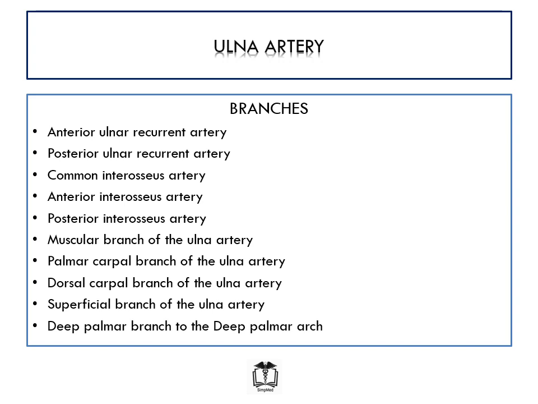We have the muscular branches of the ulnar artery that will supply a lot of muscles within the forearm. We have the palmar carpal branch of the ulnar artery within the hand, the dorsal carpal branch of the ulnar artery also within the hand, then the superficial branch of the ulnar artery, and then the deep palmar branch to the deep palmar arc. All these are branches of the ulnar artery, supplying structures within the forearm alongside the hand.